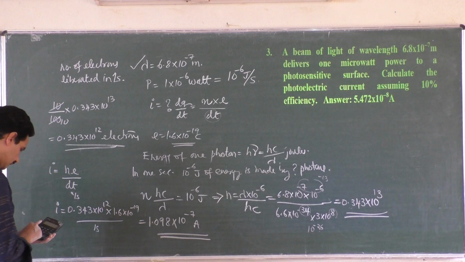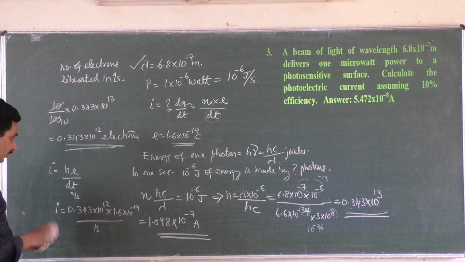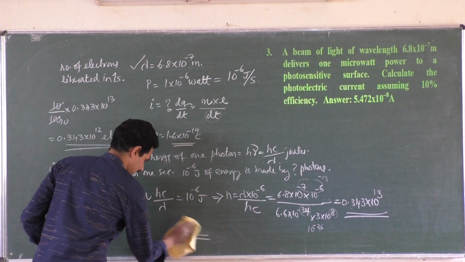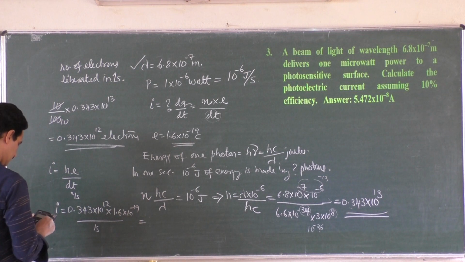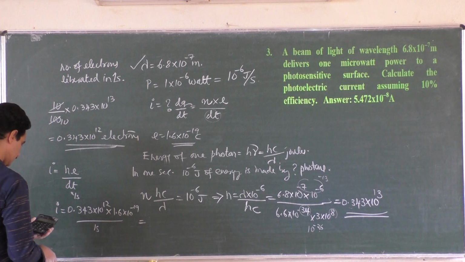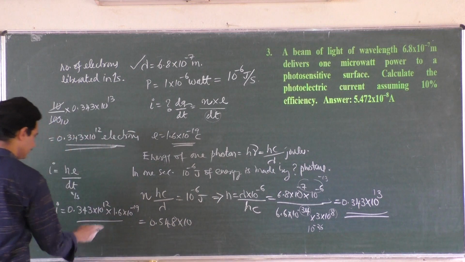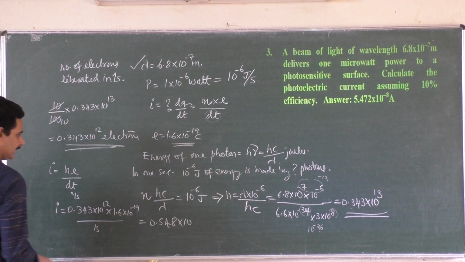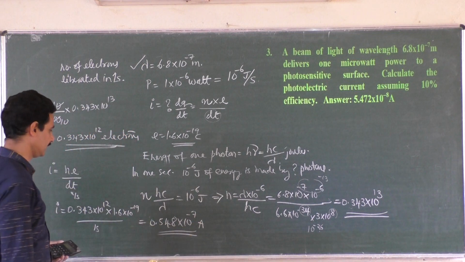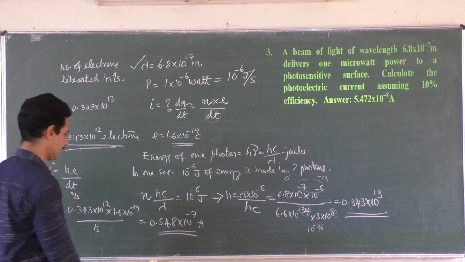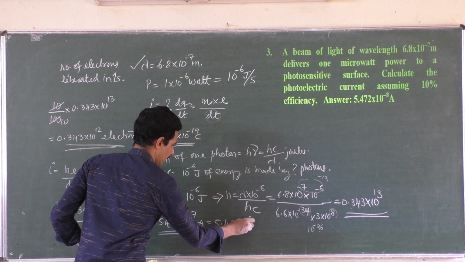So 0.343 into 1.6. Oh, no, you are getting the answer. This is this multiplication. My calculator is... 0.343 into 1.6 is equal to 0.548 into 10 to the power minus 7 amperes. Yeah. What is the answer there? 5.47 into 10 to the power minus 8. It is correct. If you place this here, 5.48 into 10 to the power minus 8 amperes.